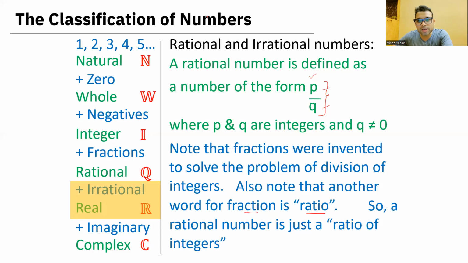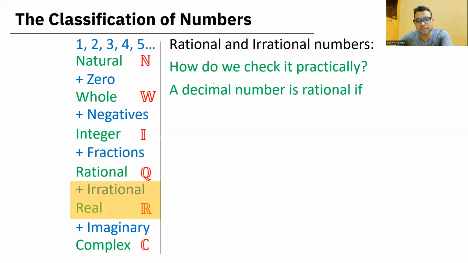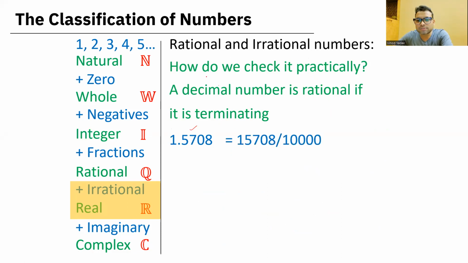So how do we check it practically? Let's see. A decimal number is rational if it is either terminating, something like this. You can easily write it as a ratio of two integers. See this, correct? Or it is recurring. Recurring means something like this. A particular pattern repeats continuously. So another word for recurring is repeating. We write it as 0.3 bar in short form.